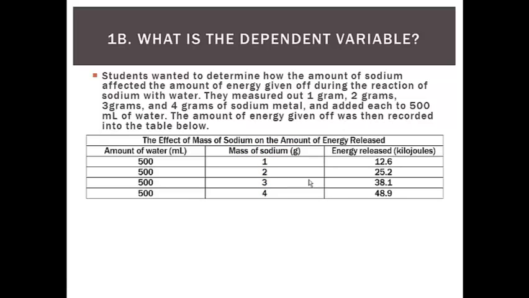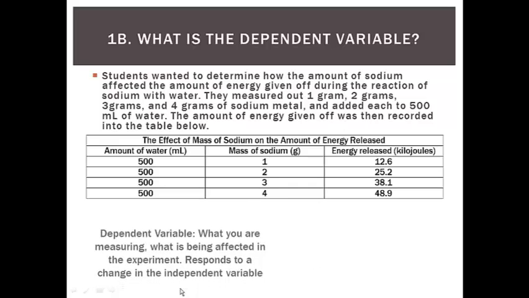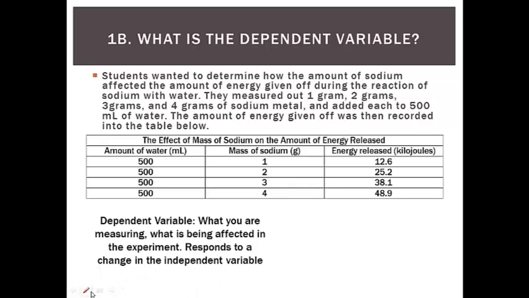Next asks us about the dependent variable. So the dependent variable is what I am measuring. It's what is being affected in the experiment. It responds to a change in the independent variable. So I'm trying to see how this changes as I change the independent variable. So in this case, we see that for each mass of sodium, I'm recording a different amount of energy being released. So for each different amount of sodium, there is a different energy released.